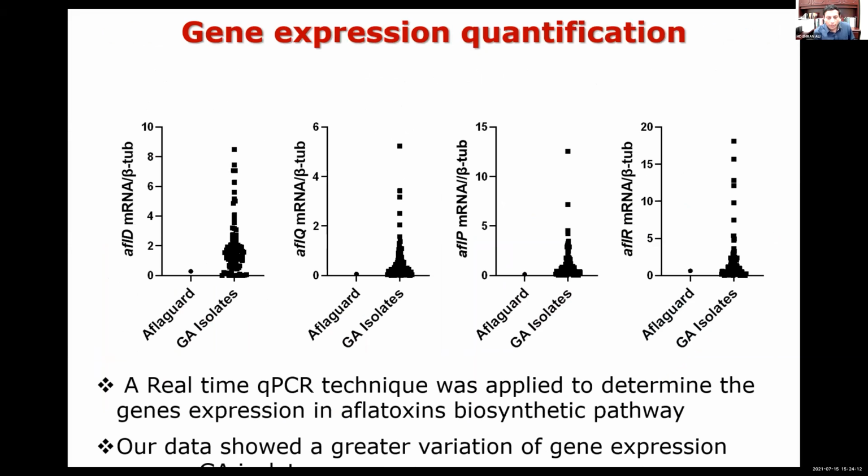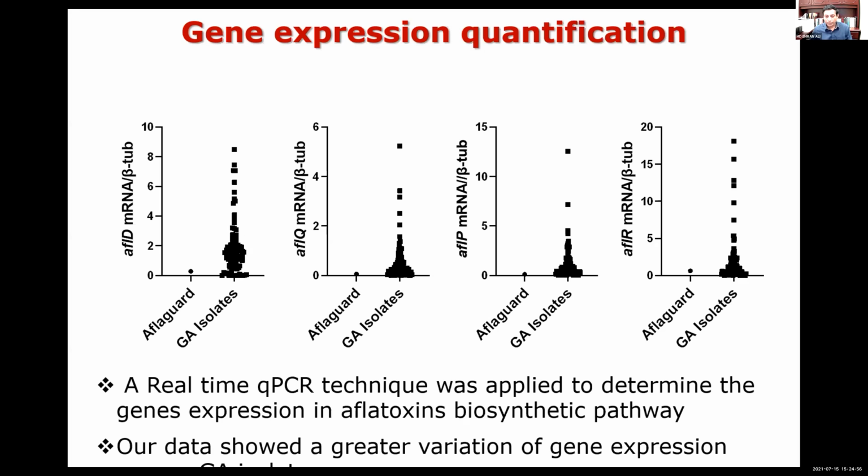So the next experiment: we understand the gene is present there, so how is it expressed? We used real-time qPCR analysis, and we have seen, in our Georgian isolates compared to the non-aflatoxigenic isolate, that the expression of certain genes, D, Q, P, and R, is really variable. They range from highly expressed to very low expression, so the spread is very high. Our data suggest a great variation among the isolates in gene expression, in particular for these 4 genes.